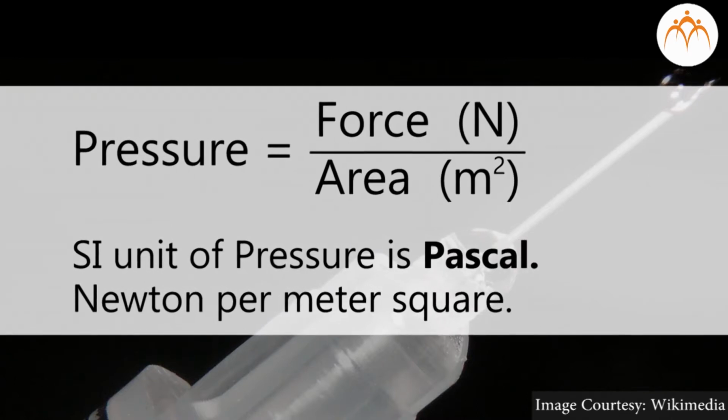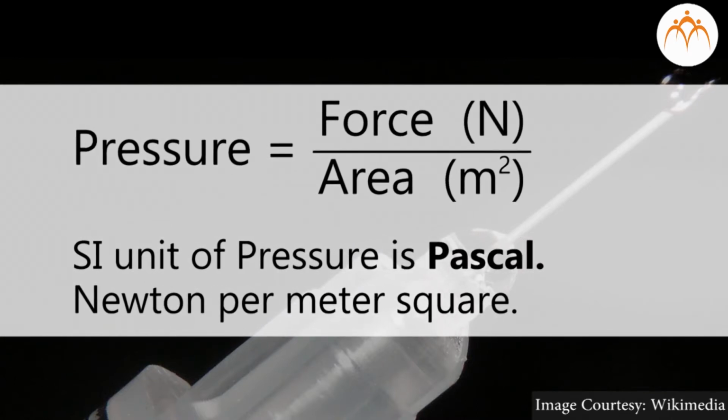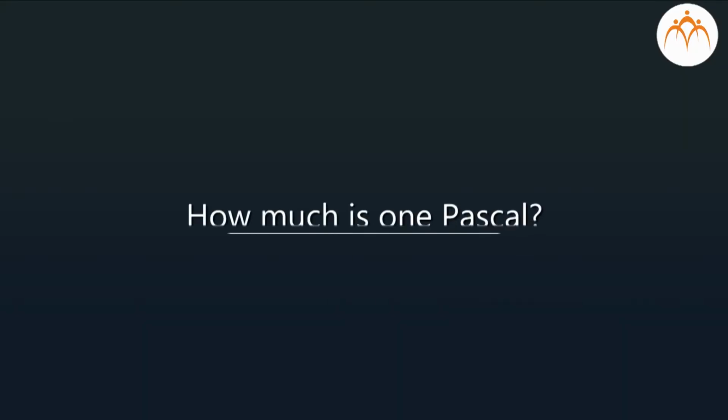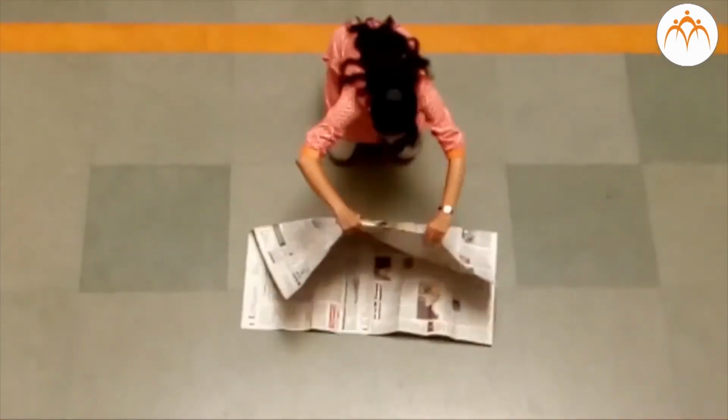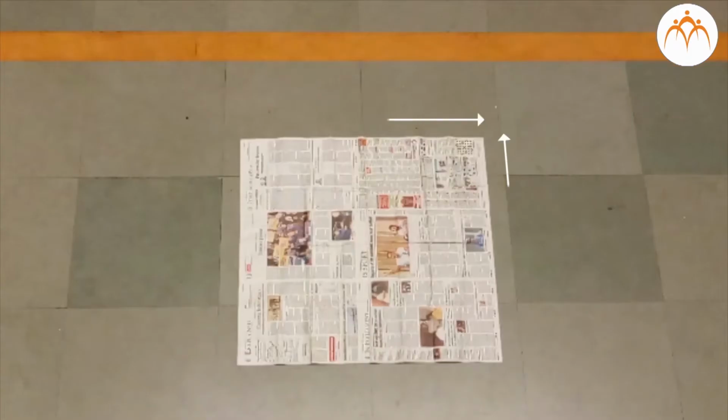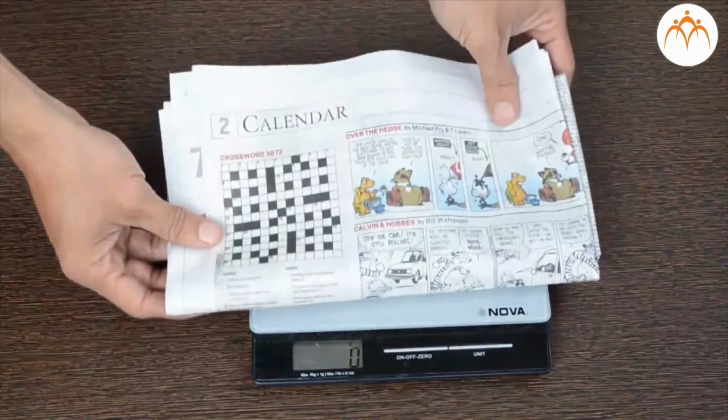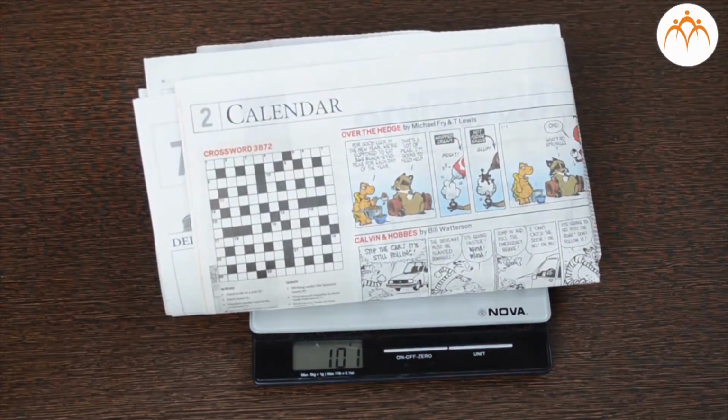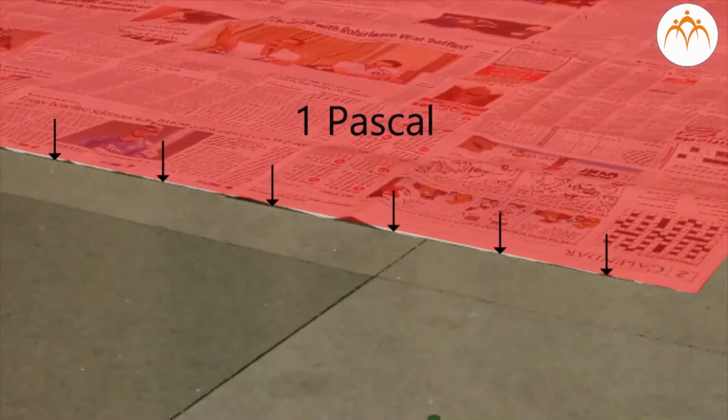The SI unit of pressure is Pascal, which is Newton per meter squared. How much is 1 Pascal? If the dimension of the paper is 1 meter by 1 meter and it weighs 100 gram, we can say that it is applying a pressure of 1 Pascal on the table.